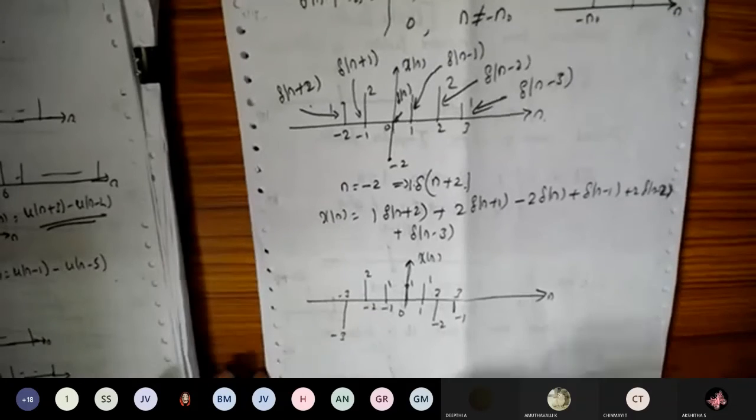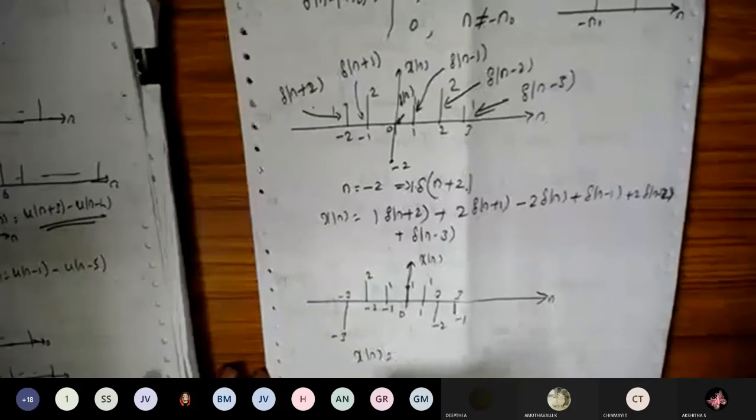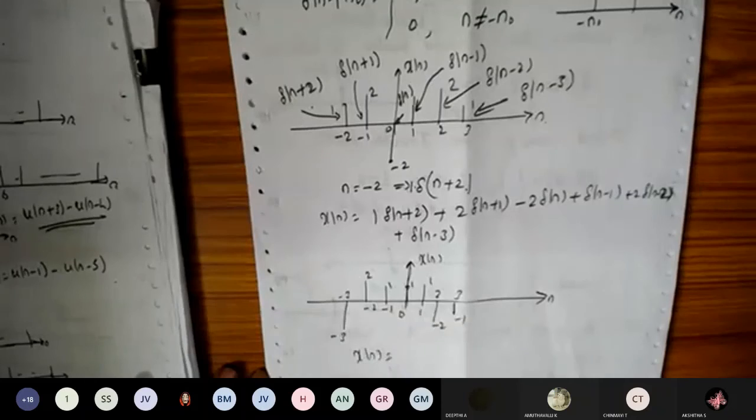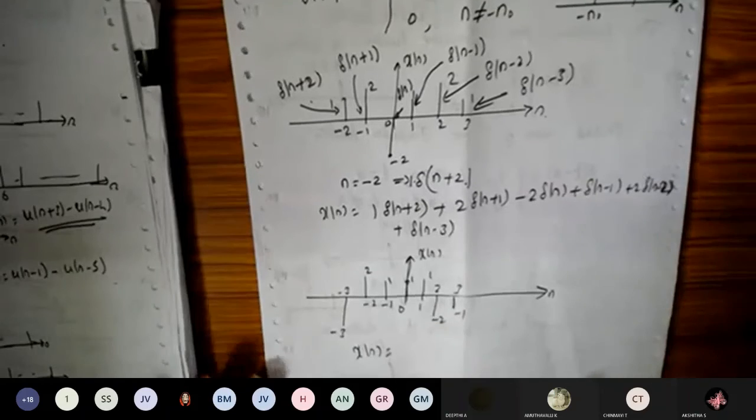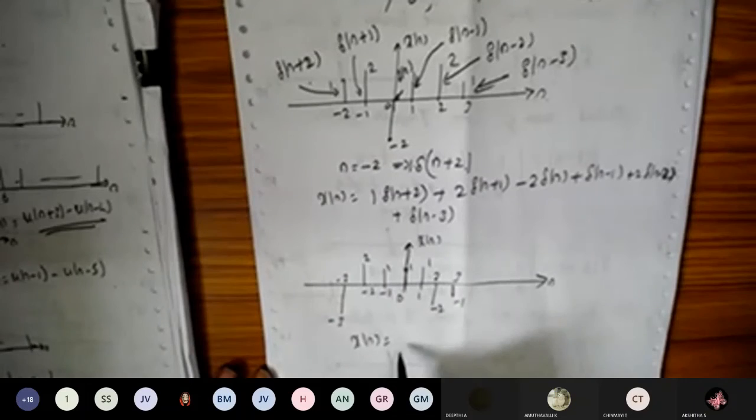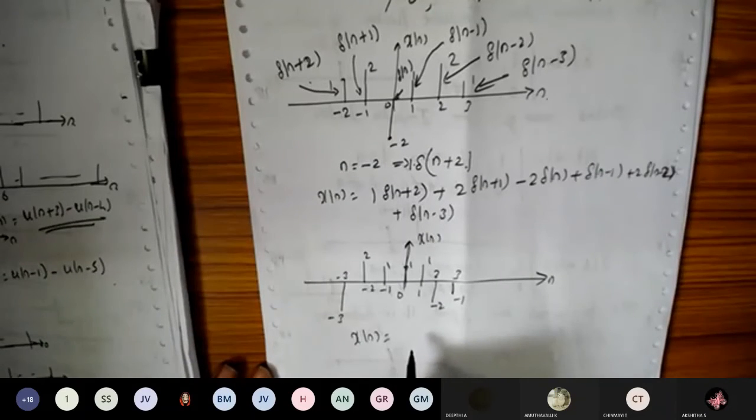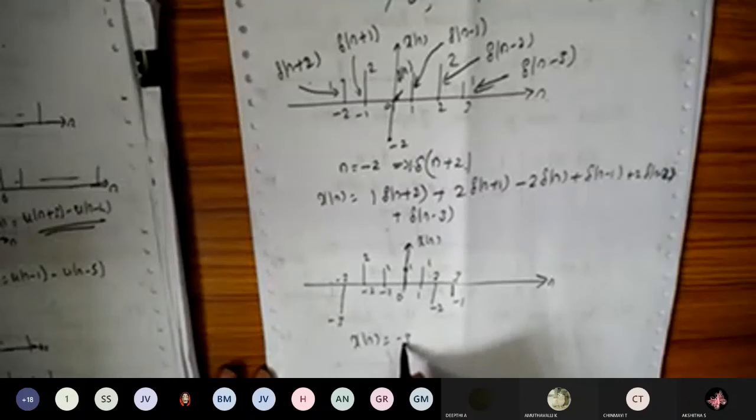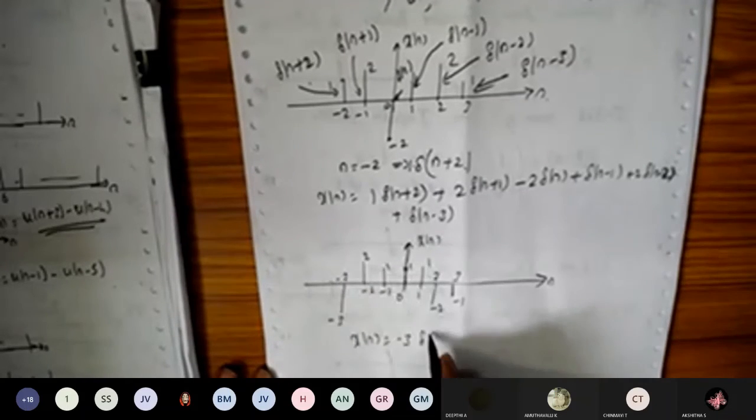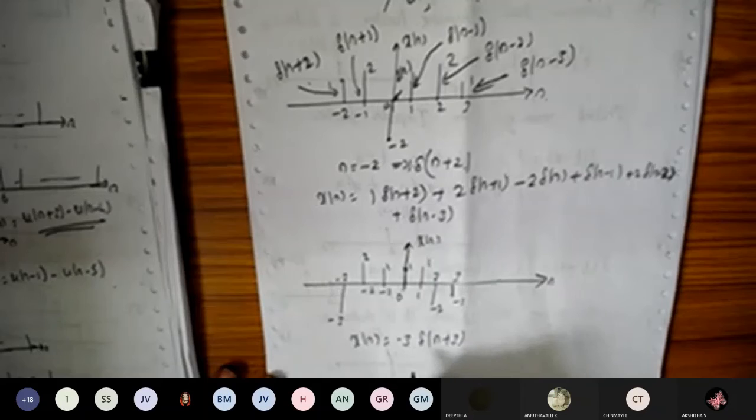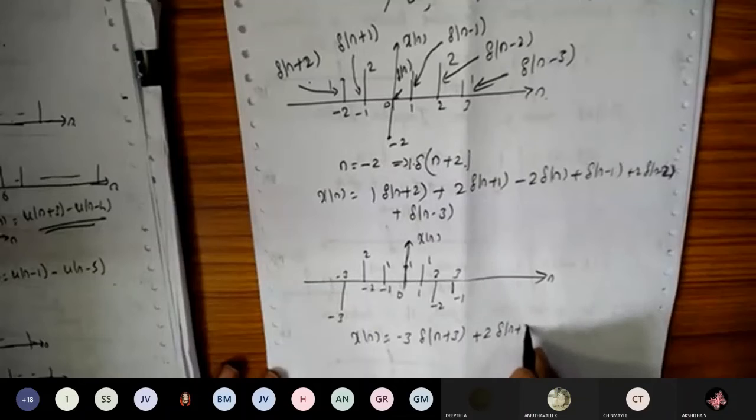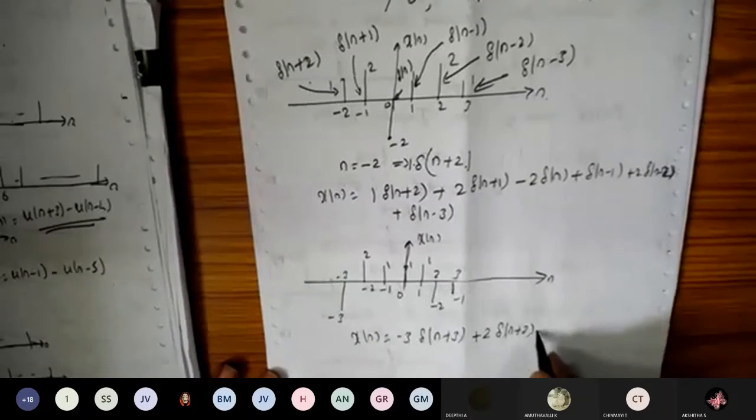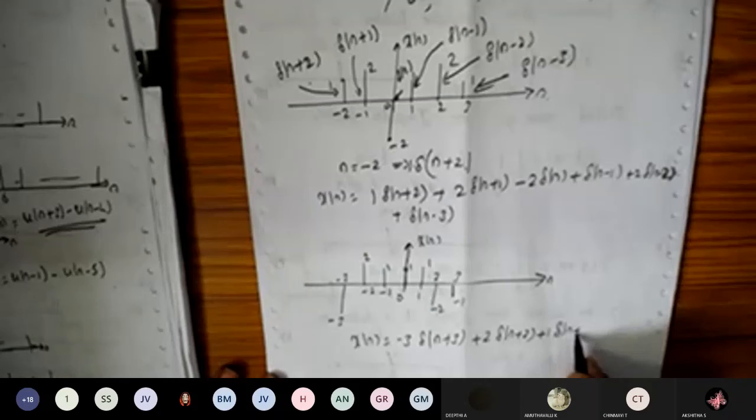Okay, can anybody tell me the expression for this one? At n equal to -3, the amplitude is -3. Can I get the expression from this side? Anyone? At n equal to -3, it is -3 here. Quickly. So -3 into delta of n plus 3. And n equal to -2 means 2 into delta of n plus 2. n equal to -1 means 1 into delta of n plus 1.